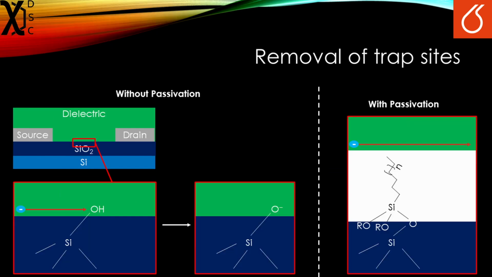The final way in which passivation can help conductivity is by removing the native trap sites on the silicon oxide. This is particularly the case for OFETs which operate in the negative mode. Surface silicon hydroxide can be reduced in the negative mode to SiO-, and this traps charge and broadens the density of states to further reduce conductivity. Anyway, on with the passivation.